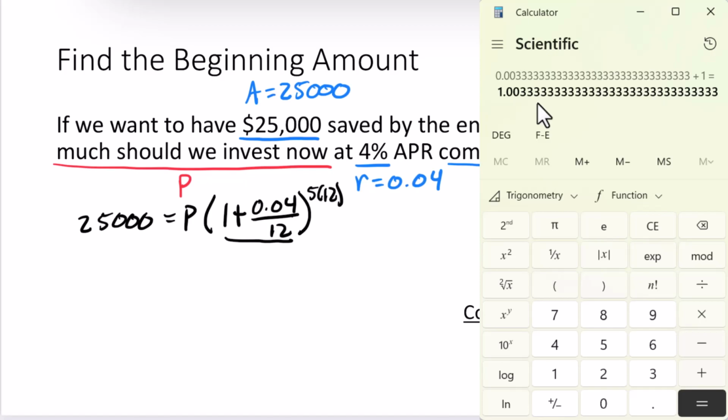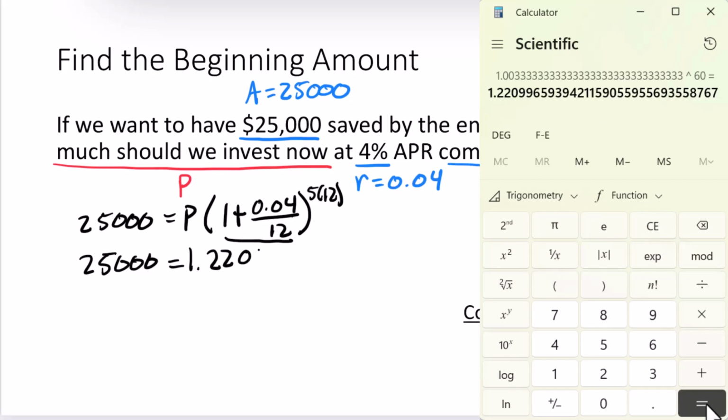Then I need to raise that to an exponent of 5 times 12. Well, I know that 5 times 12 is 60, so I can click my exponent button and raise this number to the 60th power. And this number is the number that's being multiplied by P. So I'm going to write that down, and I have 25,000 equals 1.220996, and then all of the other decimals are there as well, but I'm just going to round it for writing it down. And that's multiplied by P.